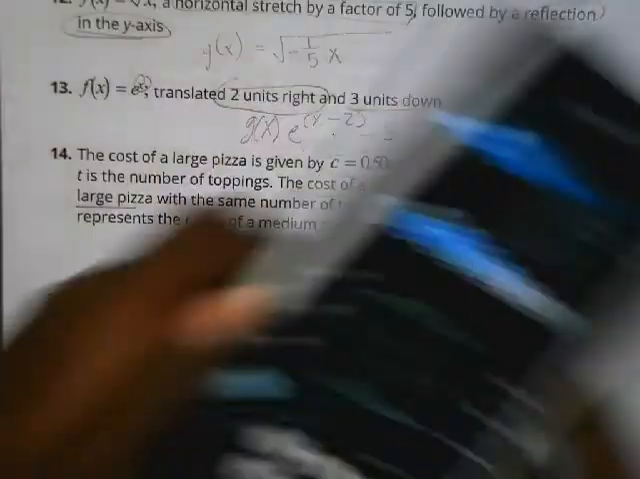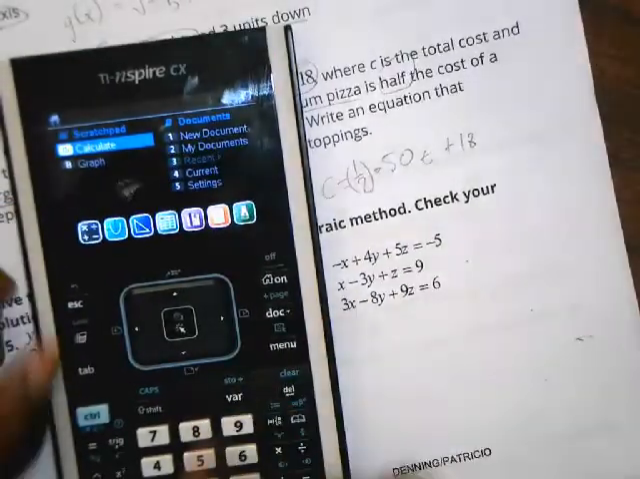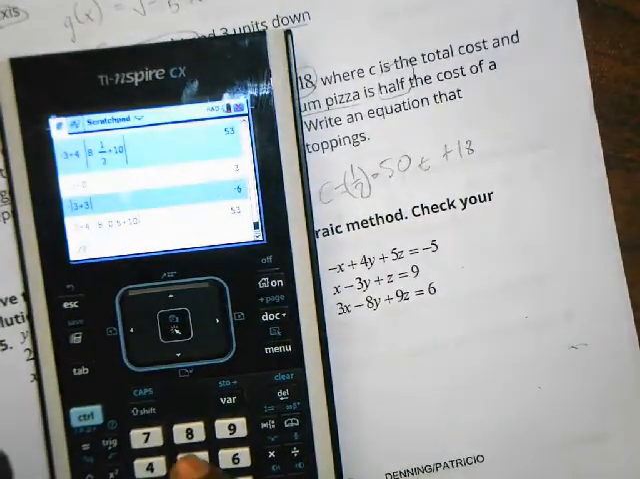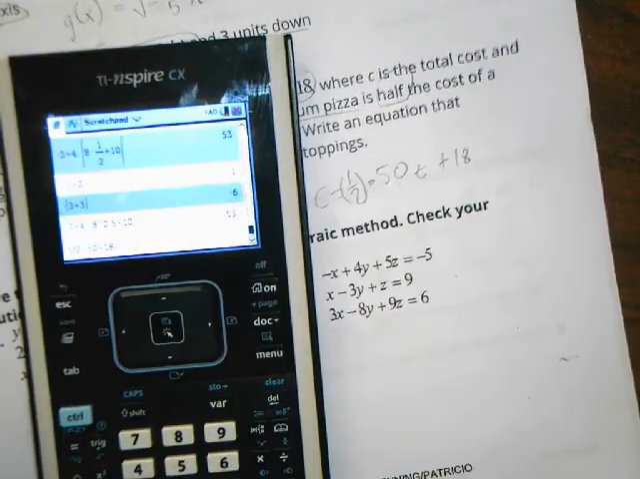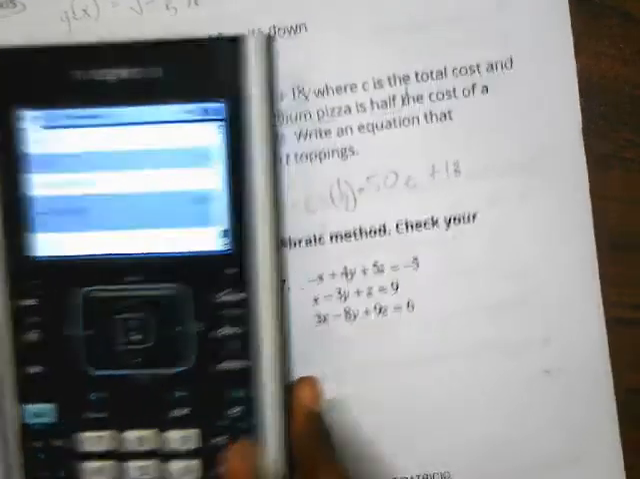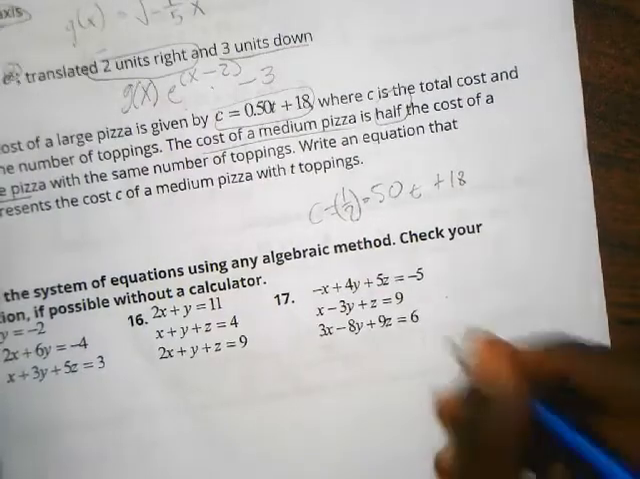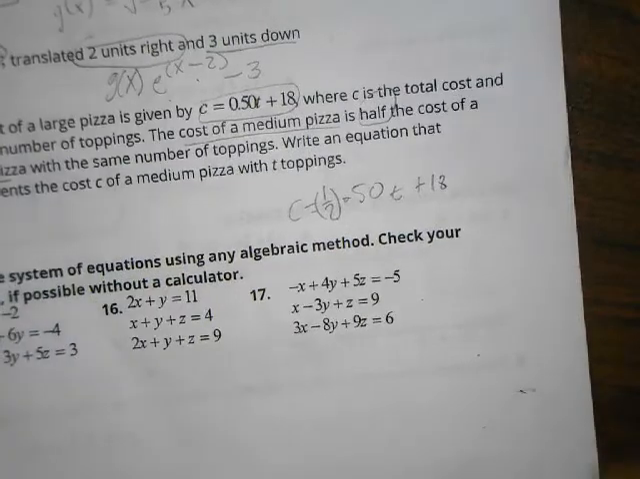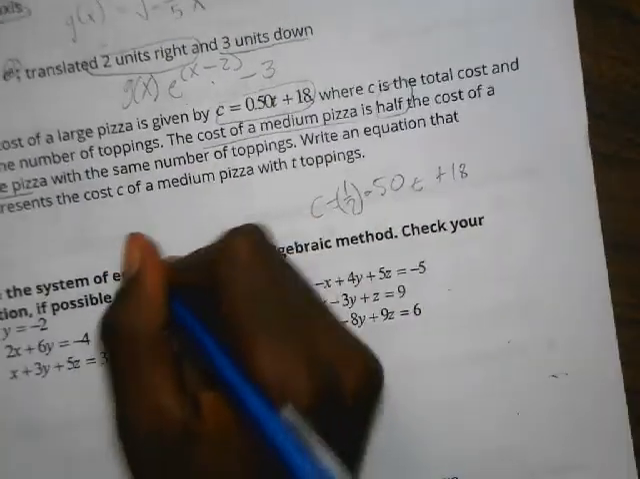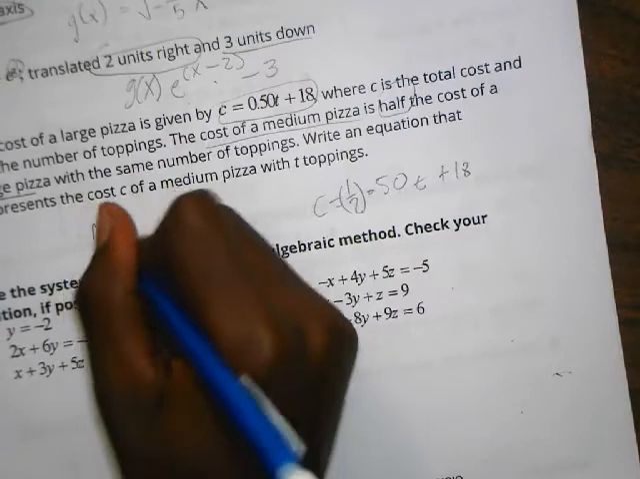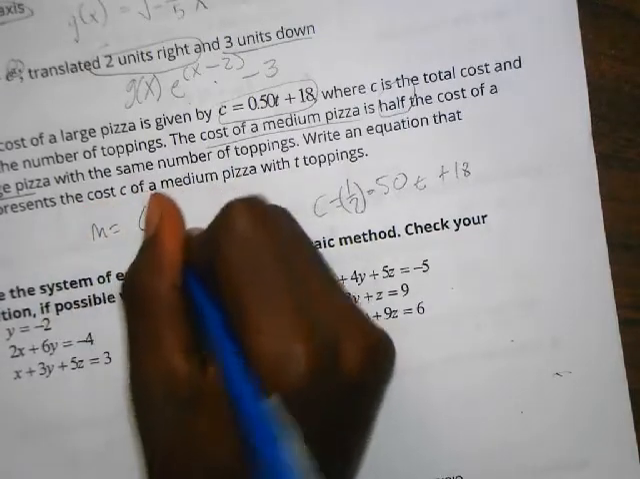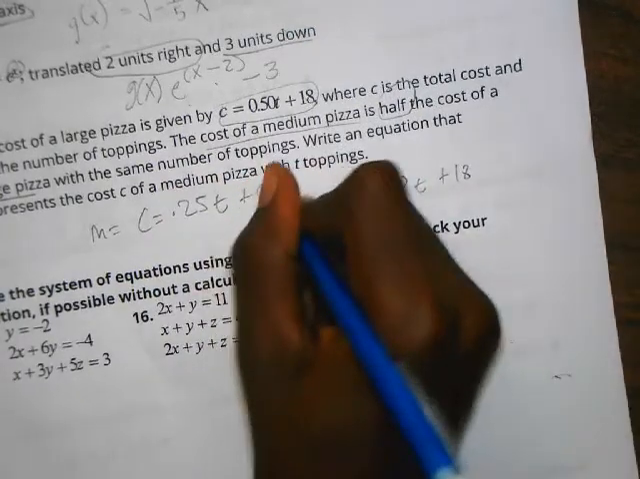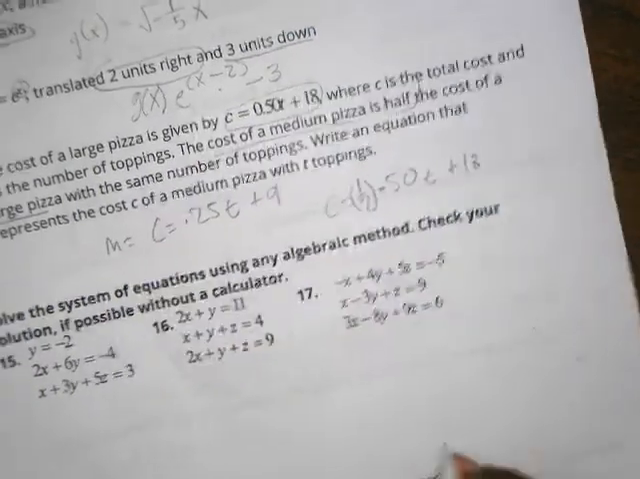So, on a calculator. Messed that up. So 1/2 of 0.50 is 0.25, and 1/2 of 18 is 9. So the formula for medium would be c equals 0.25 t, where t represents each topping, plus 9, and that'll be the formula for medium size.